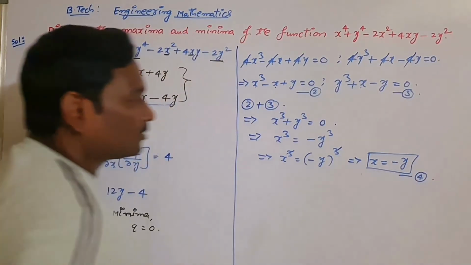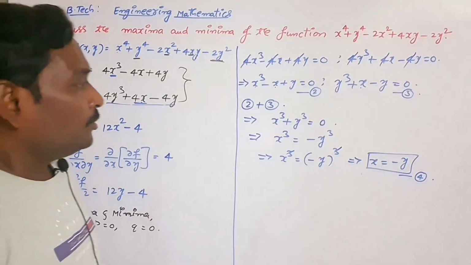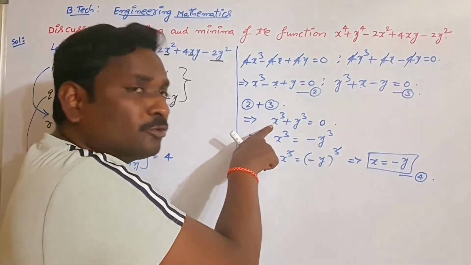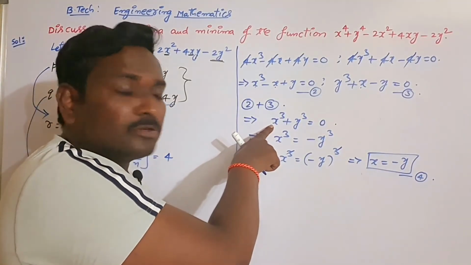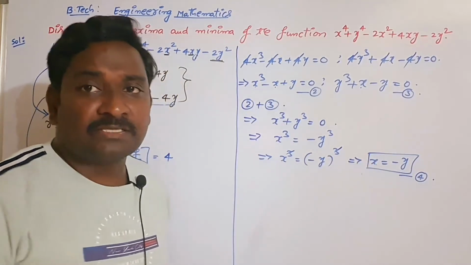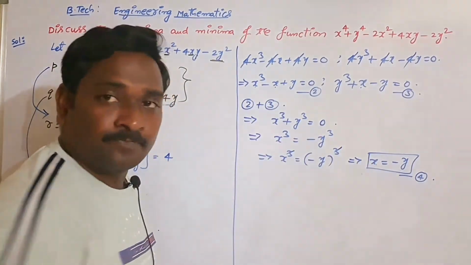You can also write the a cube plus b cube formula. Then also you will get the similar term, x is equal to minus y. That's why I am writing directly.